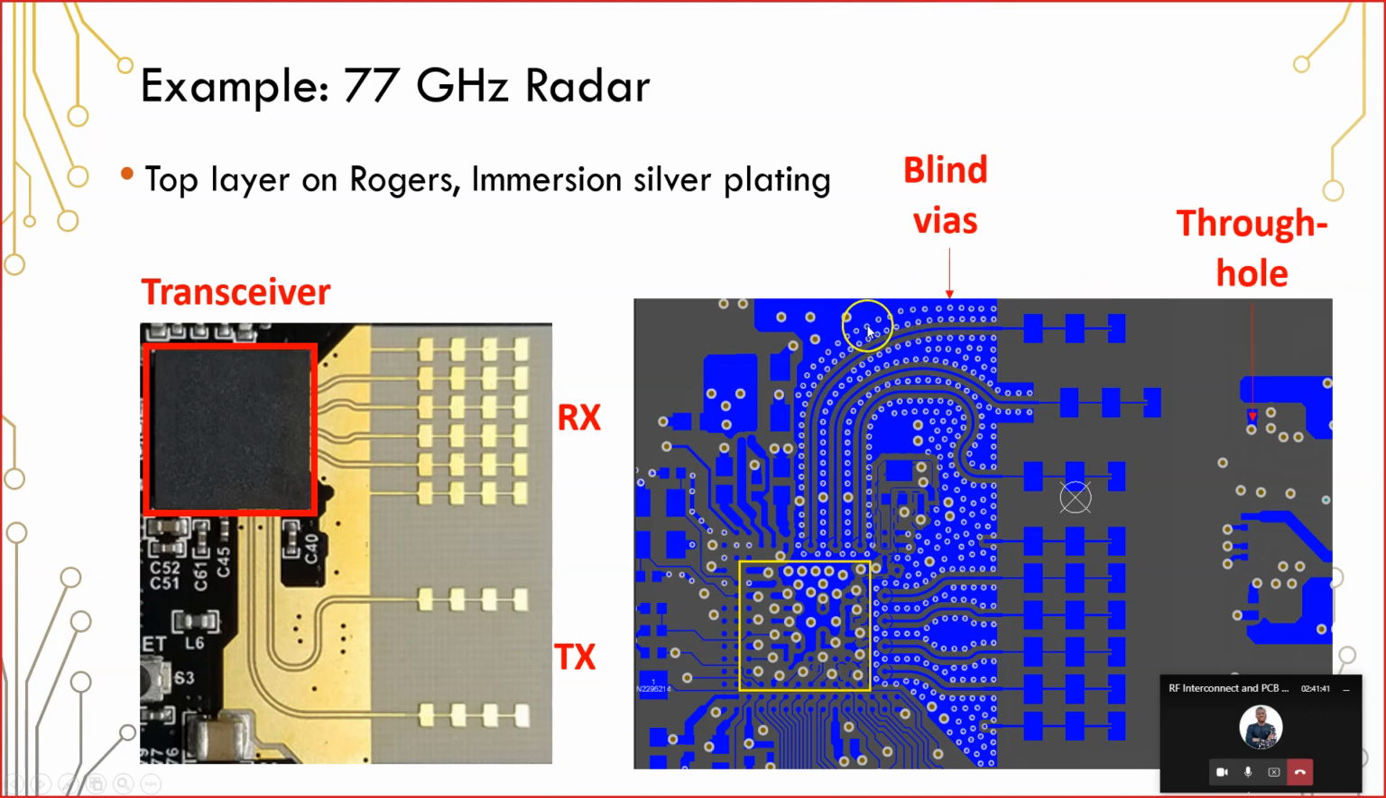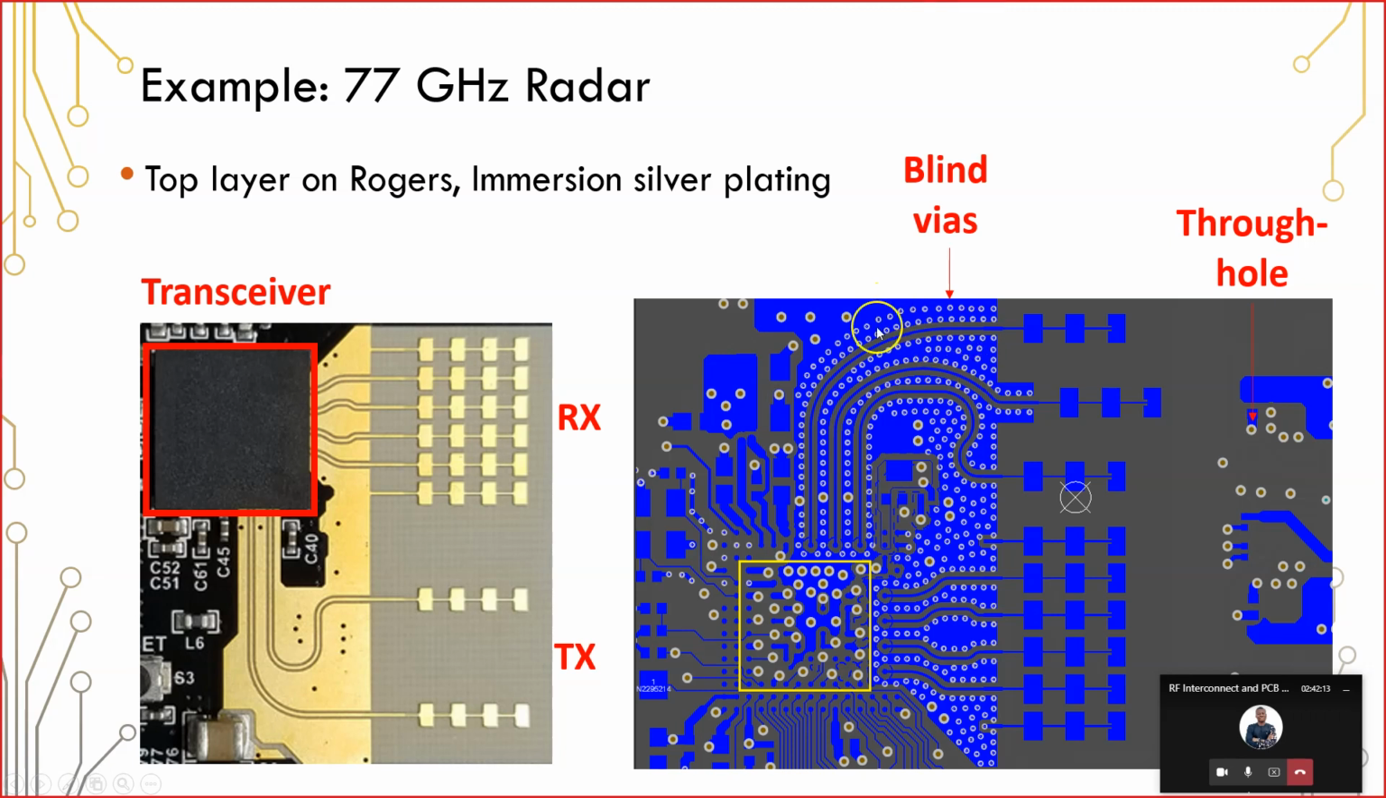So you might wonder, why blind vias? Why would you use blind vias instead of through-hole vias to line along the coplanar waveguides here? Well, you could use through-hole vias. It's perfectly fine to use through-hole vias along a coplanar waveguide. But the reason that you would use blind vias is because in this particular design, you could have components on the back layer. And if you have a bunch of through-hole vias here, those through-hole vias can interfere with component placement.